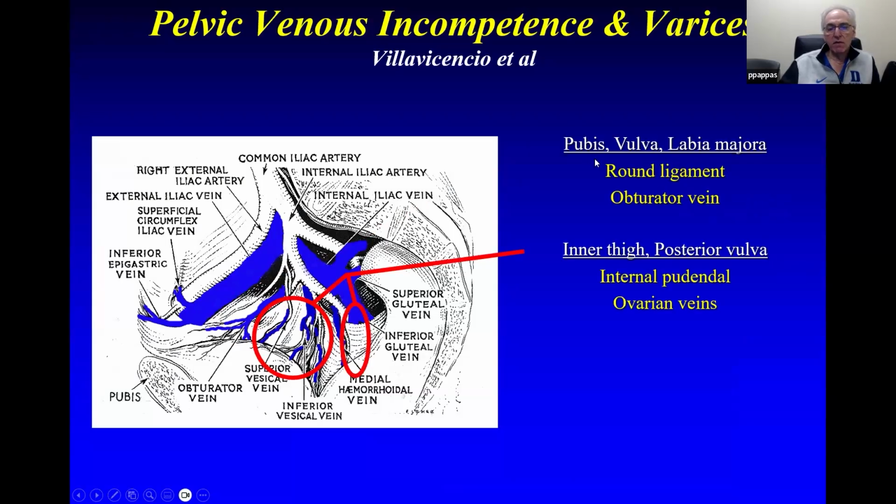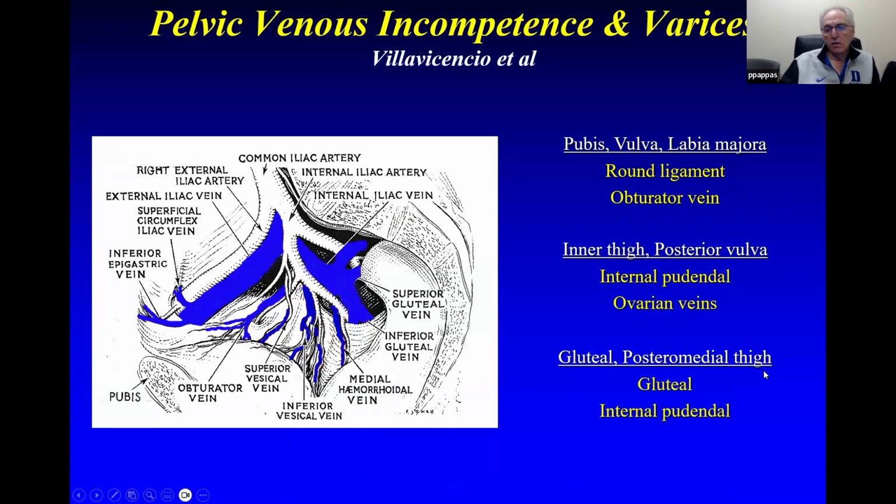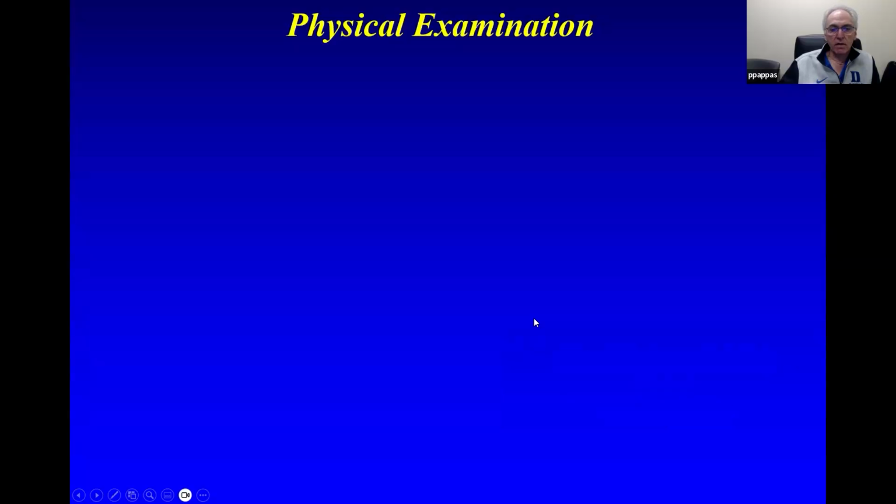What I'll say is if you see veins in the pubis, vulva, or labia majora, think obturator vein, round ligament. Inner thigh or posterior vulva, think internal pudendal and ovarians. Gluteal veins or posterior medial, think about gluteal and internal pudendals.